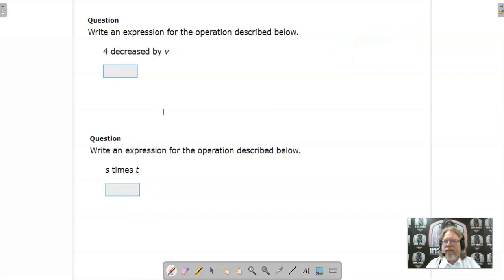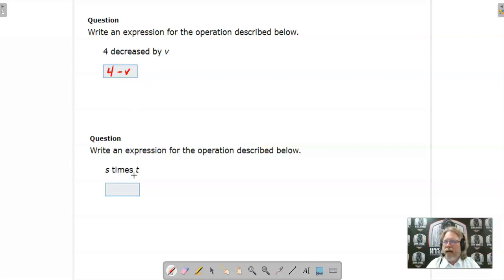4 decreased by V. Well, decreased by, we're taking something away, and we know that take away is subtraction. So we know it's going to be subtraction. What are we starting with, and what's being taken away? Well, 4 decreased by V. Well, 4 is what we're starting with, and we're going to take V away from it. So it's going to be 4 minus V.